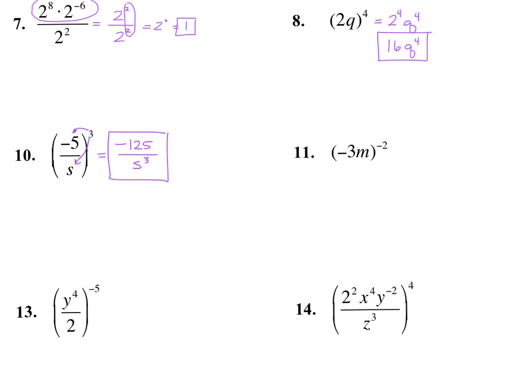All right, number 11. A couple ways you could think about this. Because the whole thing is taken to the negative second power, you can just right off the bat do 1 over, and then it'll be negative 3m to the positive second power, okay? What do you get on bottom then? What's your denominator going to be? What's negative 3 squared? Positive 9, okay? That's where you've got to make sure you put the parentheses in. So a positive 9 and then m squared, and that would be your answer.